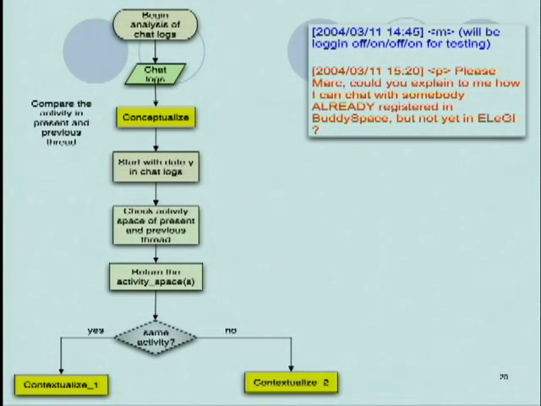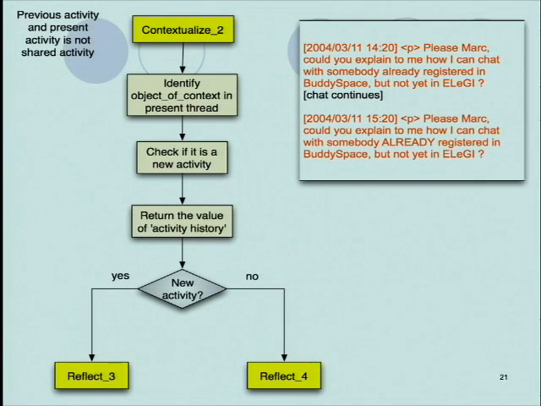So the first thing you do is check the activity space of the present and the previous. Is it the same activity? Obviously they're not, so you go to contextualize two. When you're here, you identify the object of the context and check whether this is a new activity, a new object at the moment. Here you look into the previous chat logs, and during time 1420 the collaborative P had already asked how to add, but he didn't get the answer, so he asked again. So you know this is not a new activity, since it has appeared in the history, and you go to reflect four.